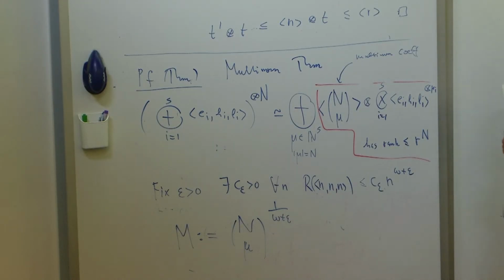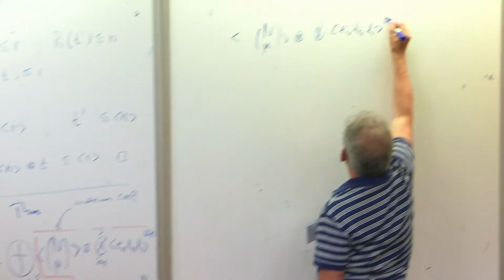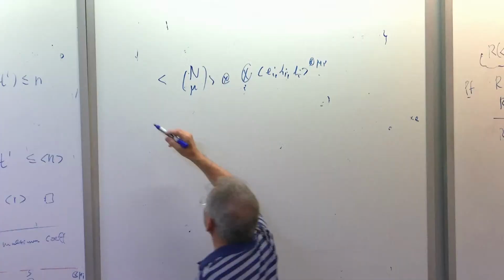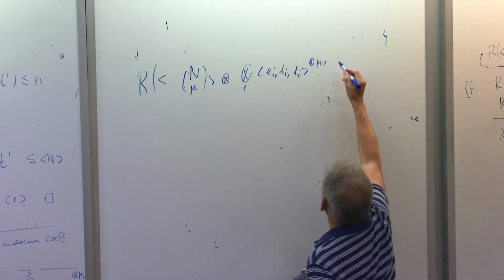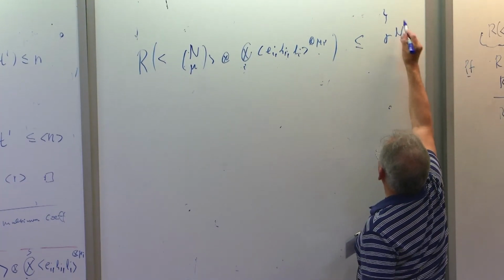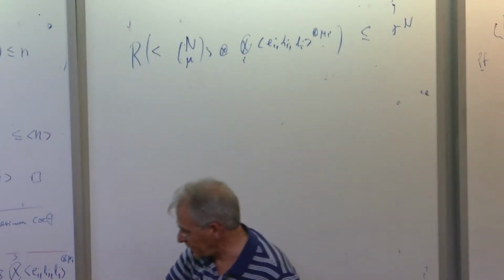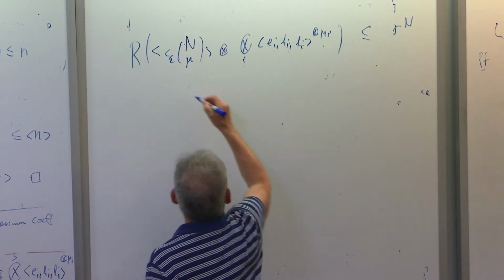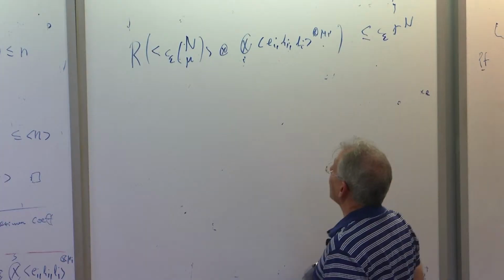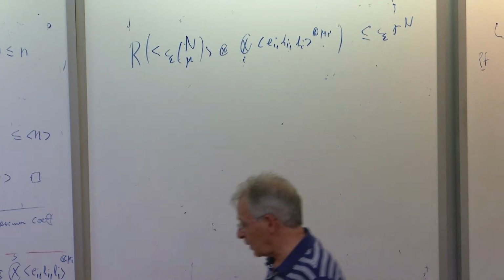So what did I say? I said this has rank at most r to the n. So let me rewrite it. It requires some notation. So the rank of this is at most r to the n. Now let's squeeze in this constant c epsilon here and here, and then it will still be true.